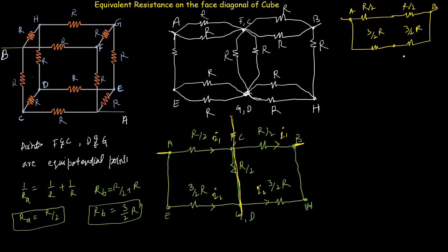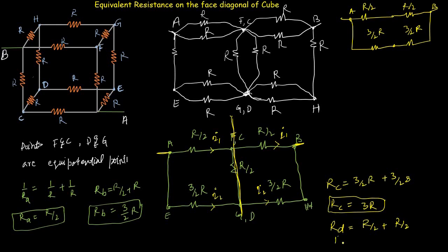So the equivalent of these two resistors is, let's say, RC is equals to 3 divided by 2R plus 3 divided by 2 into R. So RC will be equals to 3R. Now the equivalent of these two resistors will be equals to, let's say, RD, it will be equals to R divided by 2 plus R divided by 2. So the equivalent of these two resistors, let's say RD, will be equals to R. So now let's replace these two resistors and these two resistors by its equivalent resistance.